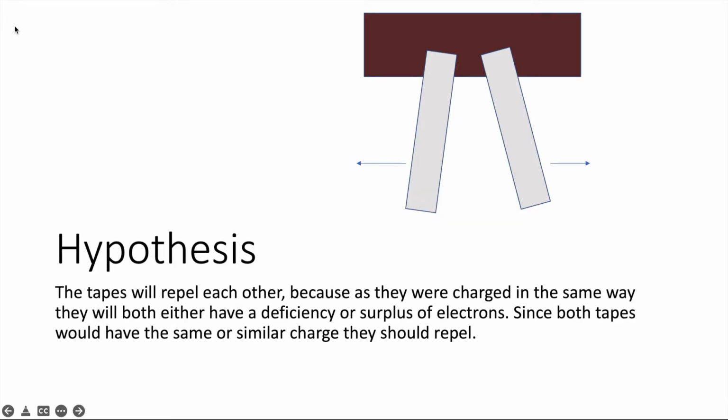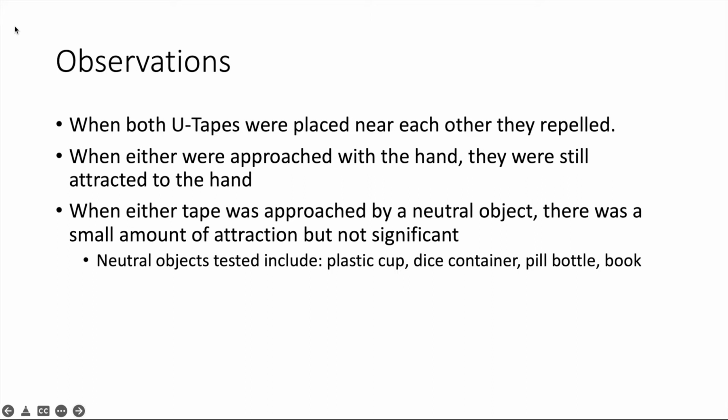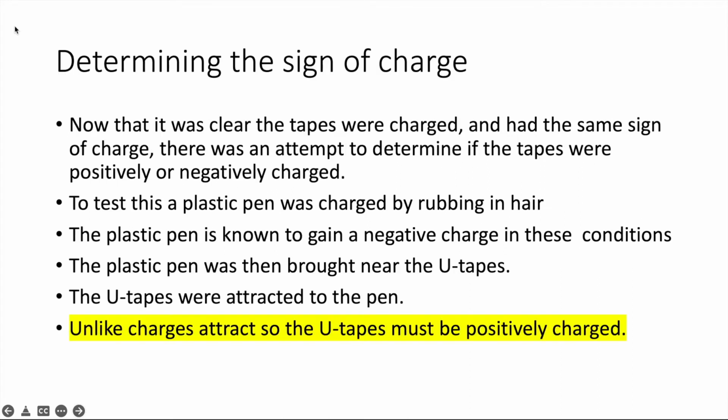The hypothesis in this case was that both pieces of tape would repel each other since they were charged the same way and were expected to have the same sign of charge. As expected, when the two tapes were placed near each other, they repelled. Additionally, they were still verified to be charged because when approached by the hand, they were still attracted to it. As for neutral objects, they showed some attraction, but not a significant amount.